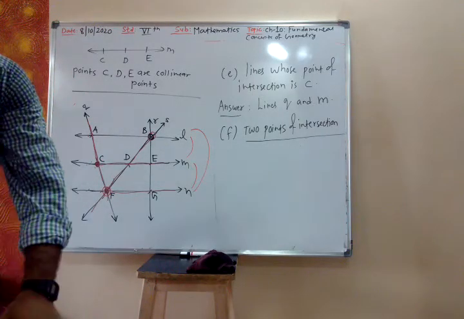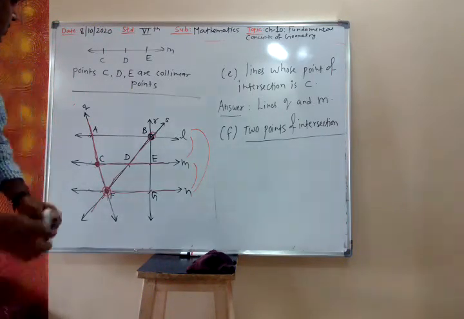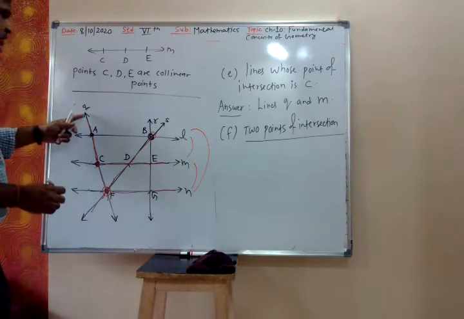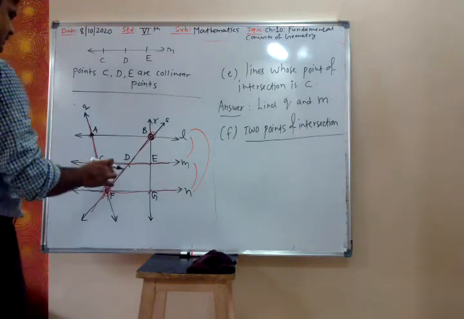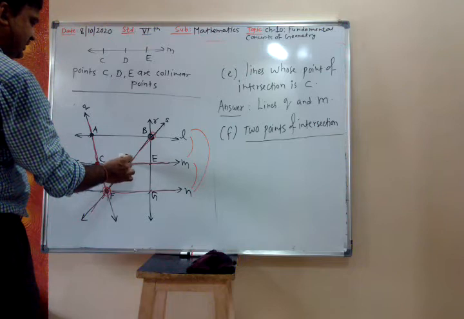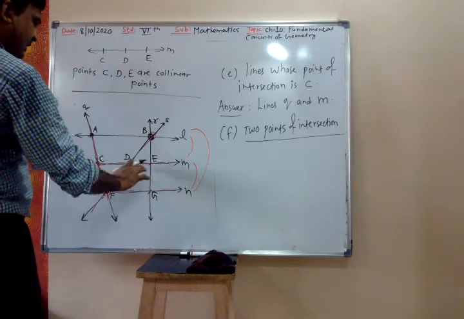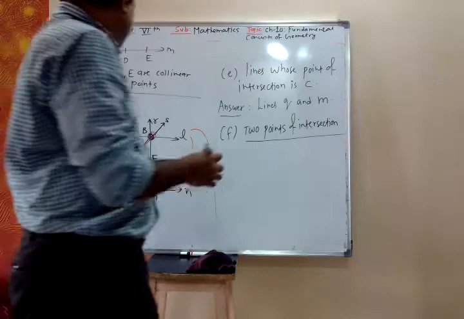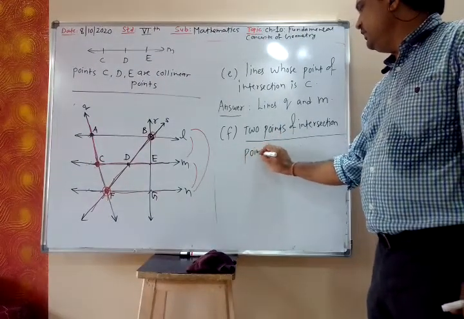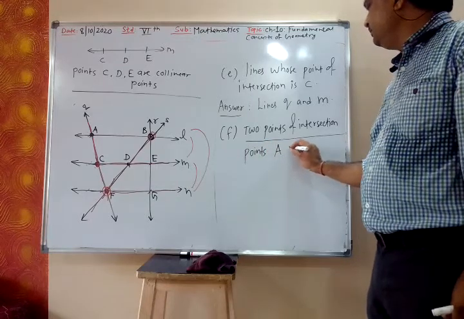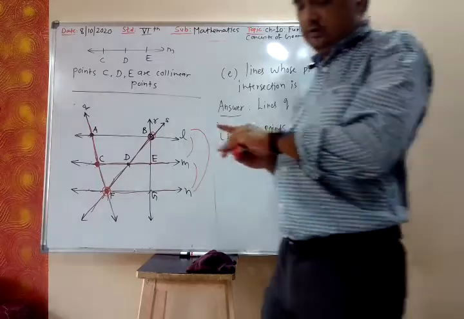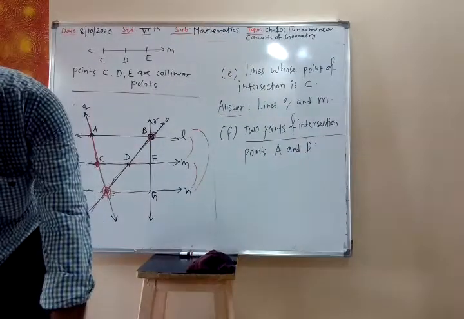A is the intersection, no? Point A is the intersection of line Q and line L. Then you can also take the point D, which is the intersection of line S and line M. So you can take the points A and D. Wait, it is clear, no?